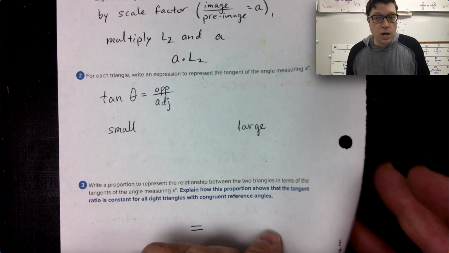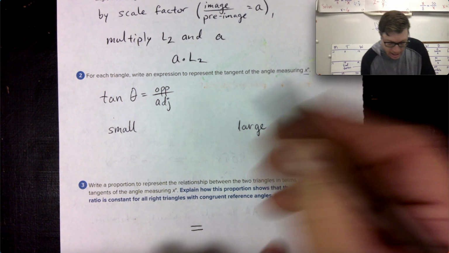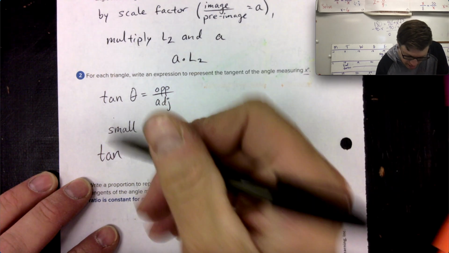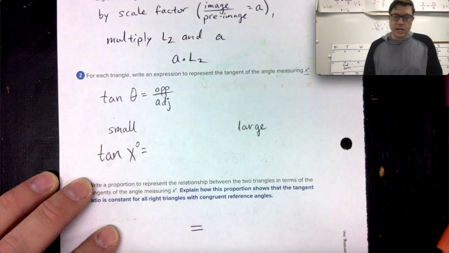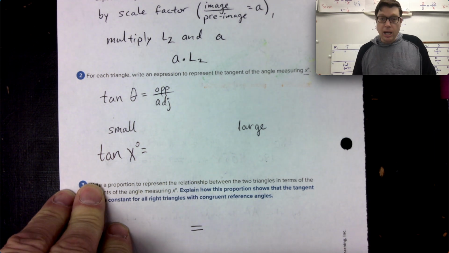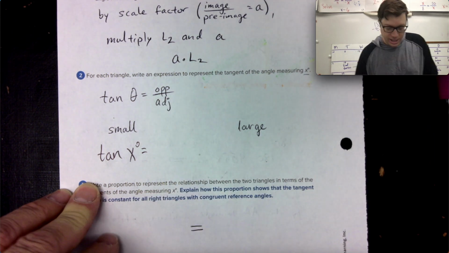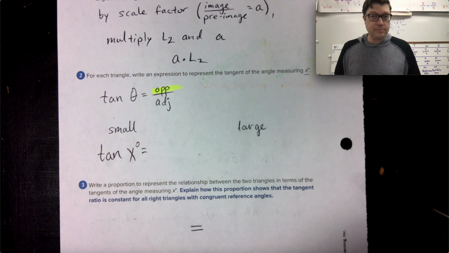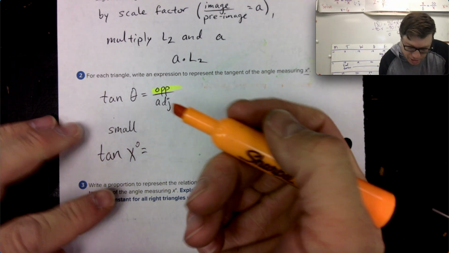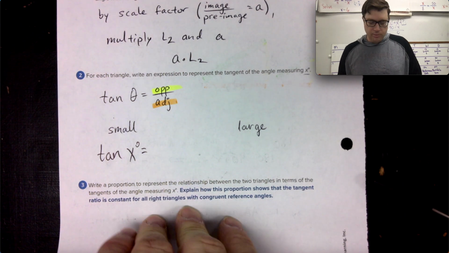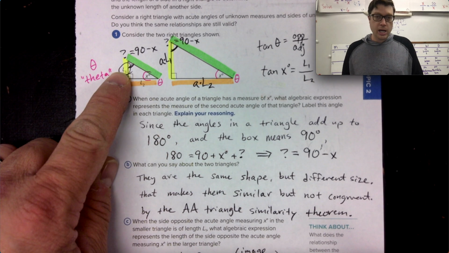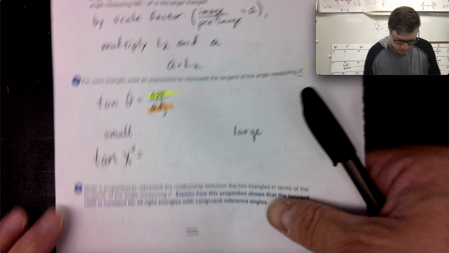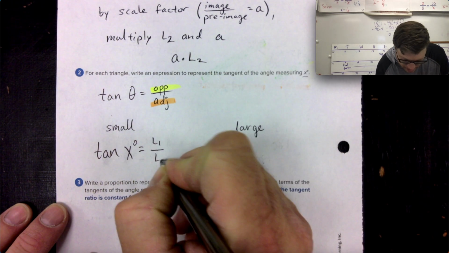And in the small triangle, the tangent for angle x means I can write it like this. Tangent of x degrees is going to equal, and I need to go back to the small triangle and gather the opposite side divided by the adjacent side. Opposite has been the side that we are consistently highlighting in my videos yellow. And the adjacent side is the orange line that we've been consistently highlighting orange. So on the small triangle, that'd be L sub 1, which is opposite, divided by L sub 2. L sub 1 divided by L sub 2.